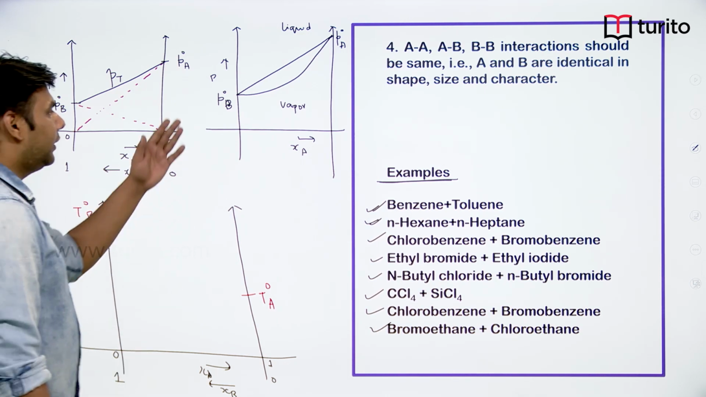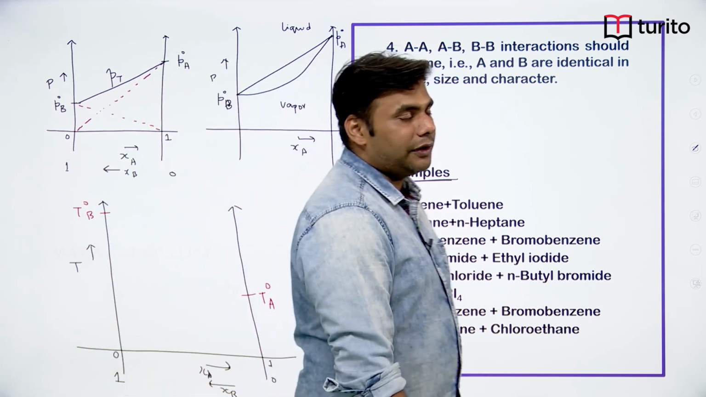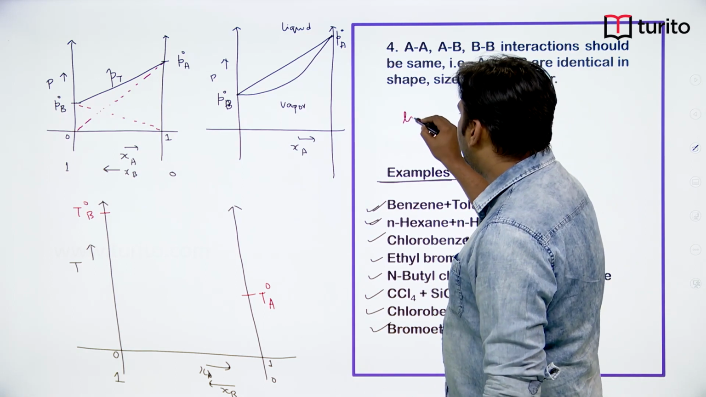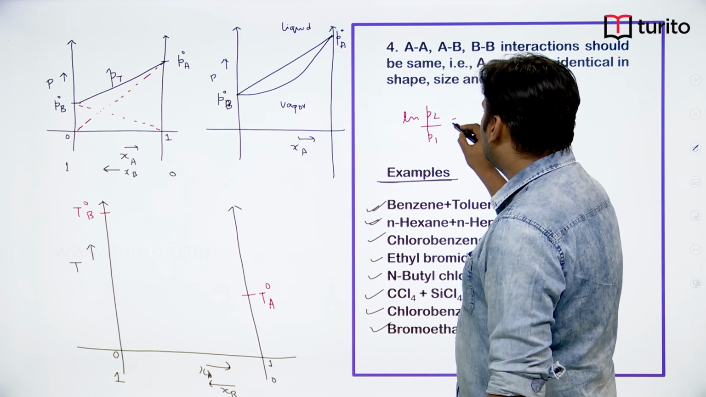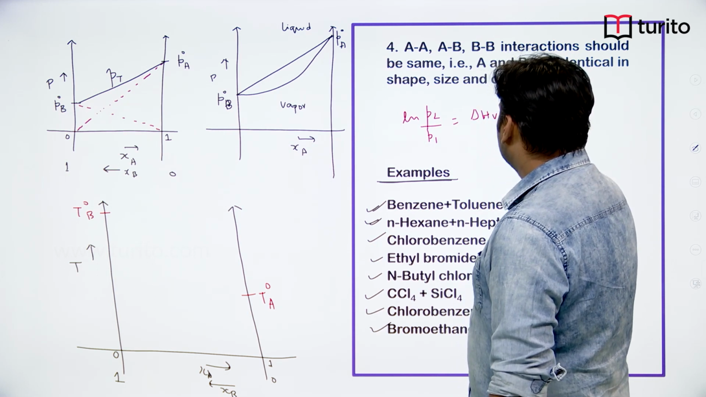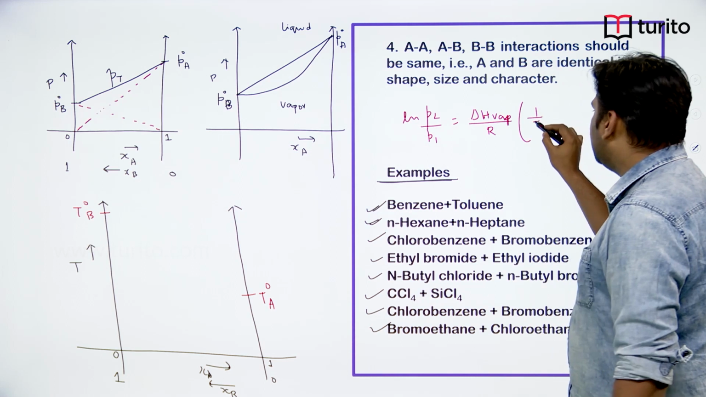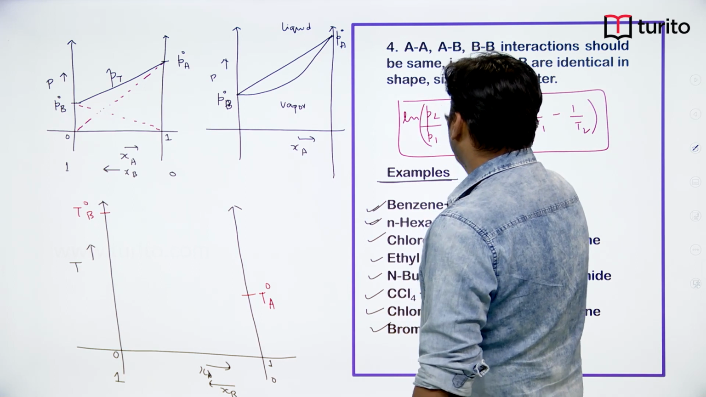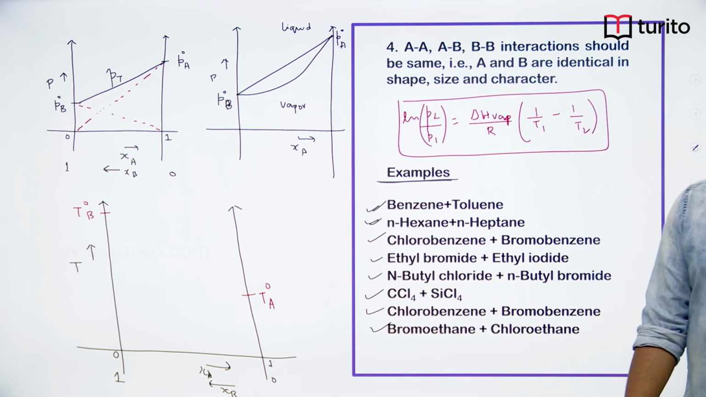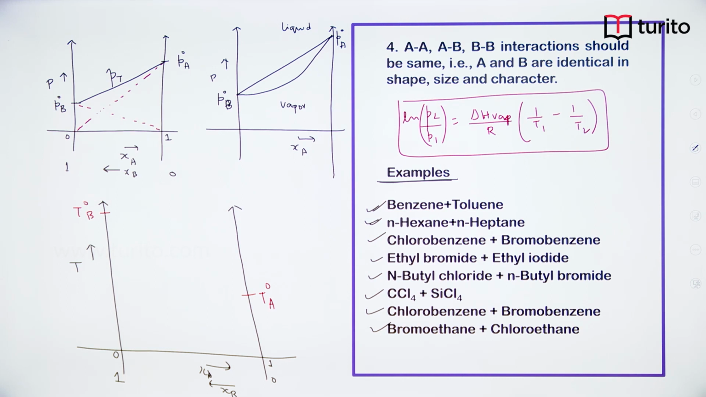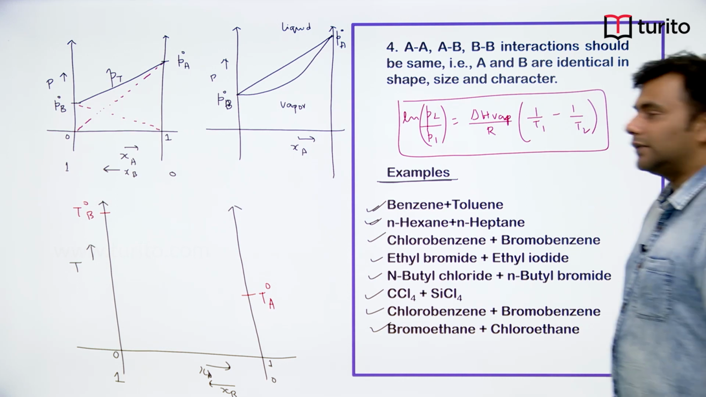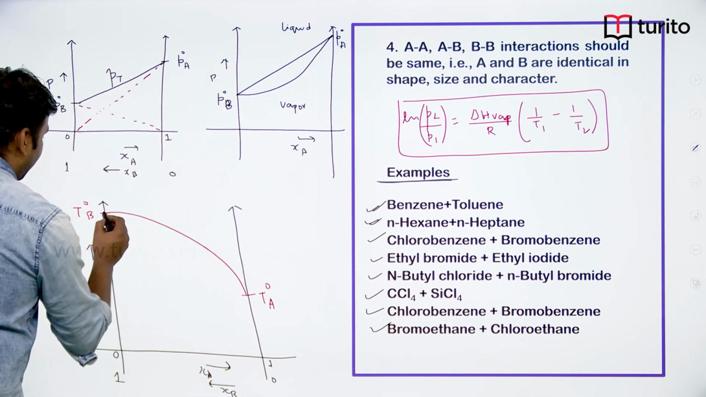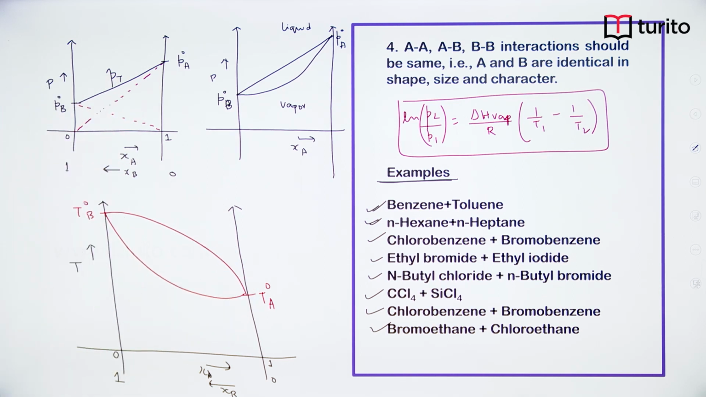Now, we already know that the dependence between vapor pressure and temperature is given by the Clausius-Clapeyron equation, which says that ln P2 by P1 is equal to delta H vaporization upon R into 1 by T1 minus 1 by T2. So this was the Clausius-Clapeyron equation, which gives us the relationship between the vapor pressure and the temperature. When you draw this curve on the temperature versus composition axis, the graph comes something like this.